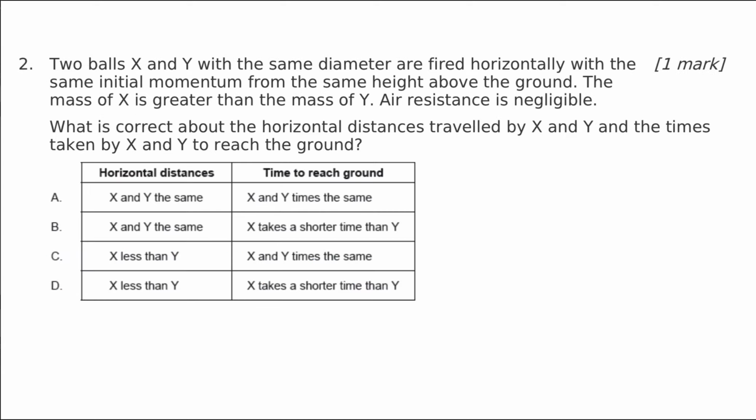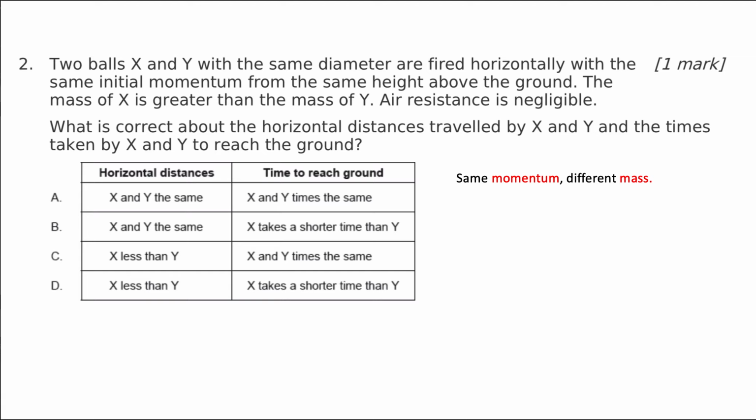Let's have a look at this question. This is one with a lot of content in here. We have to take our momentum and then apply it directly to our projectiles question. Let's take a second to read it. We've got two balls of the same diameter with the same momentum. However, the mass of x is greater than the mass of y.